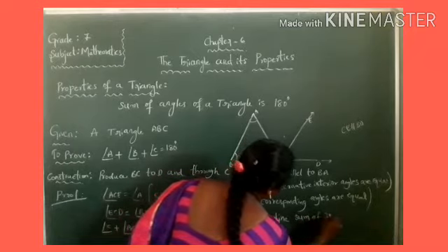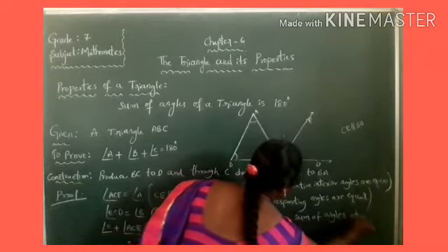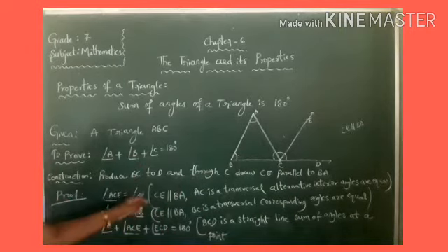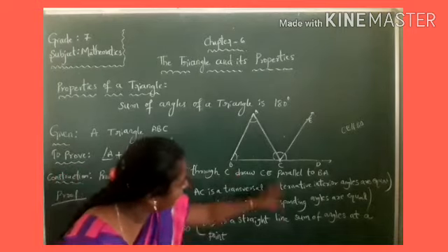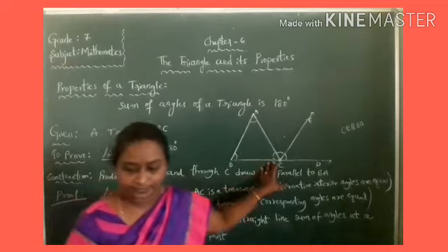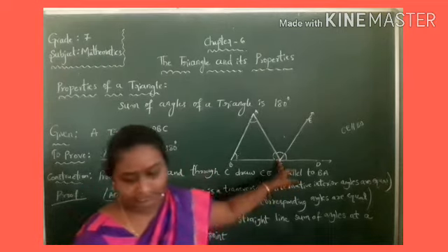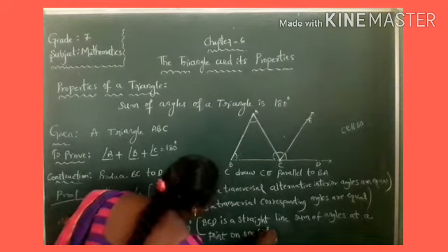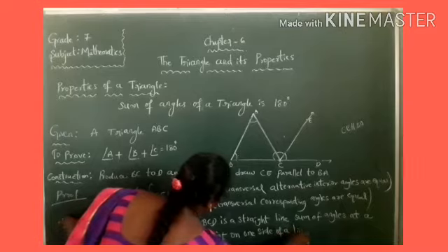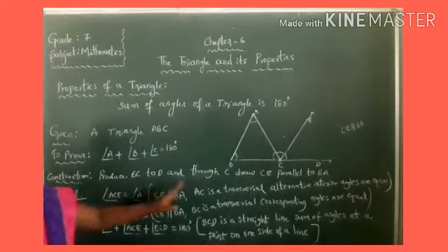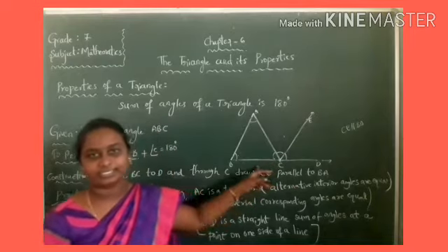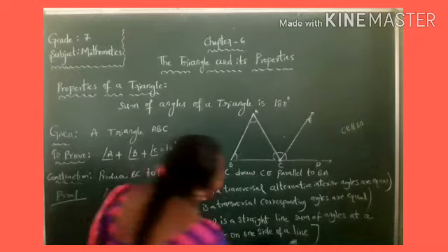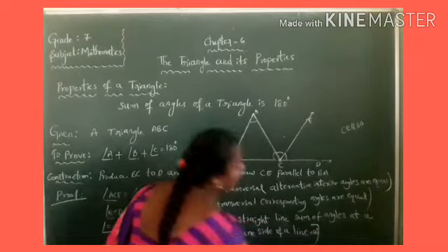Sum of angles. Sum of angles at a point. Which point? The sum of all angles at a point on one side of a line. That's why all these angles lie on the line, so that is equal to 180 degrees. Here you write 180 degrees.